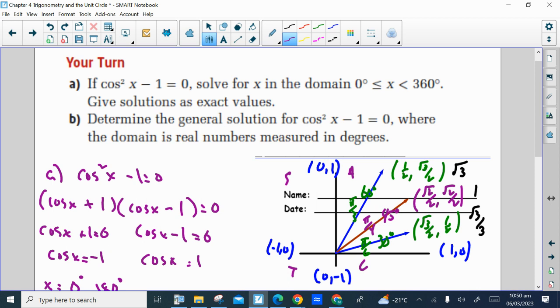What they might say is determine the solutions, taking out the word general, for cos squared x minus 1 equals 0, where the domain is real numbers. When it says that, then you know that means general solutions. So if they didn't say general solutions, just the solutions where the domain is real numbers, that would mean it is general solutions. It means you're going from negative infinity to positive infinity.